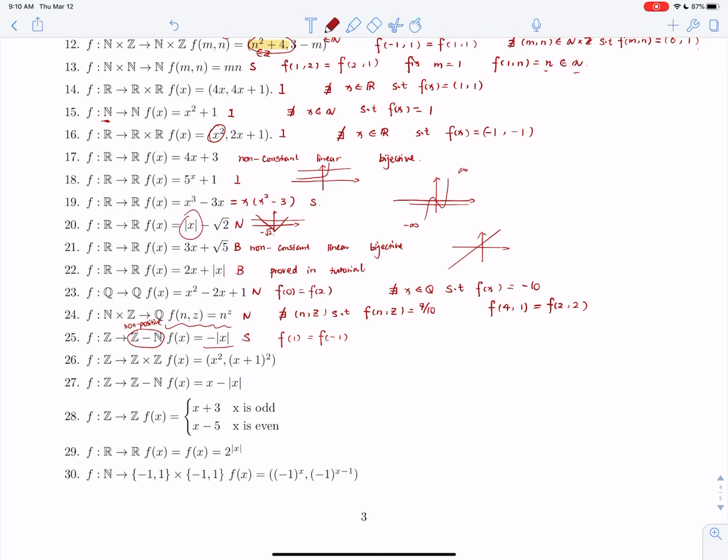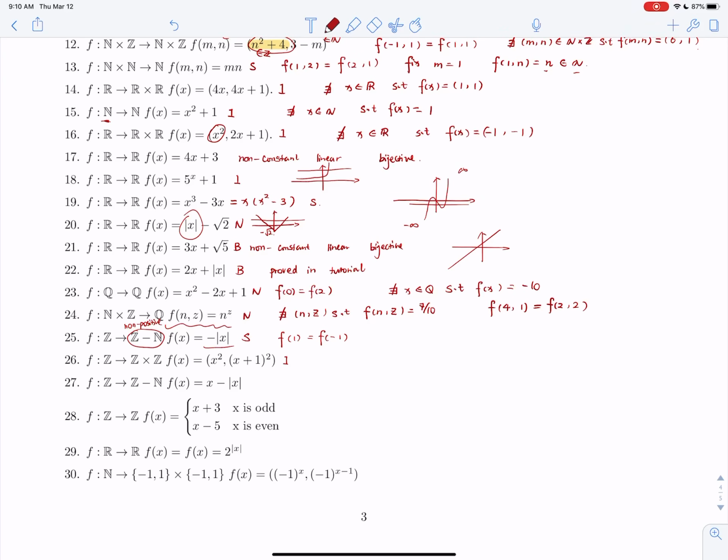26 is an interesting one. If you look at this, you'll see it's injective, okay? If you only look at this, it might look not injective, or if you only look at this, it's not injective. But if you combine those two together, it actually makes it injective. I'm not going to prove it, so you should do it yourself. I think it's simple enough.